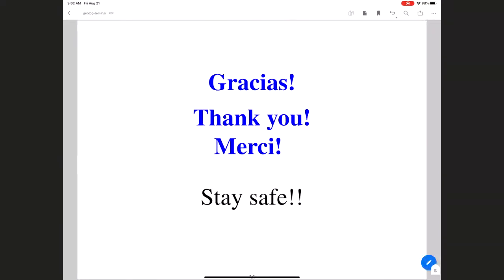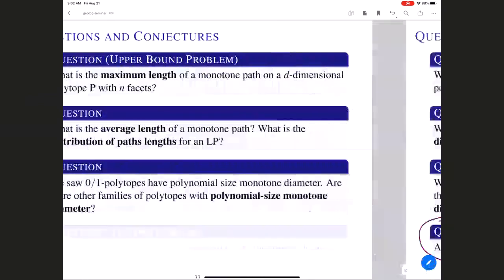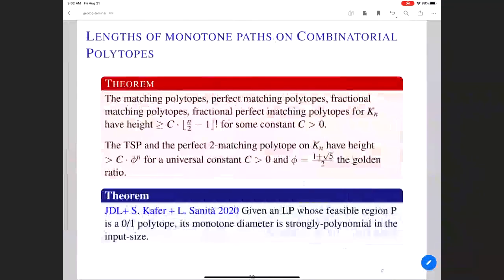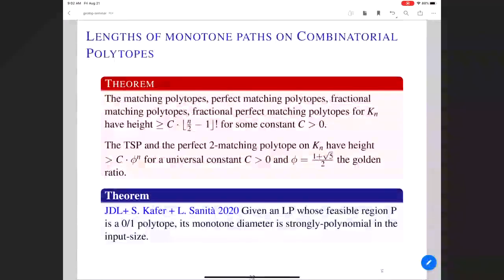Thank you. Well, I have several questions, Jesus. For example, for the combinatorial polytopes, you are thinking of the size of the polytope as you defined at the beginning, the number of constraints and variables, okay? Yeah, but here I can do even better. I can do strongly polynomial, actually. I can just look at the number of variables and the number of constraints, essentially.